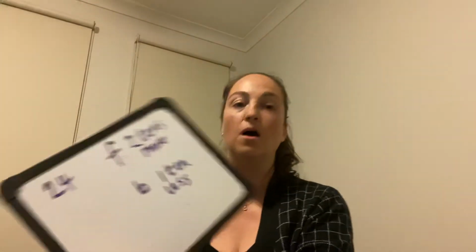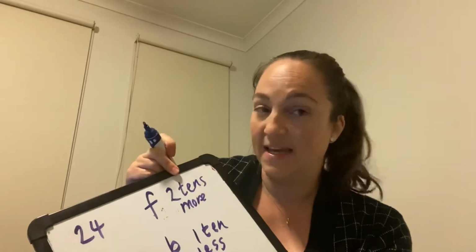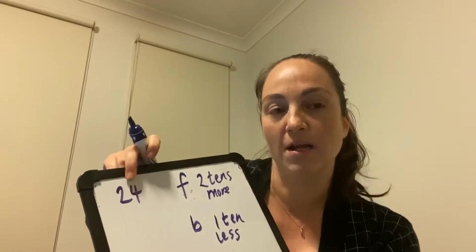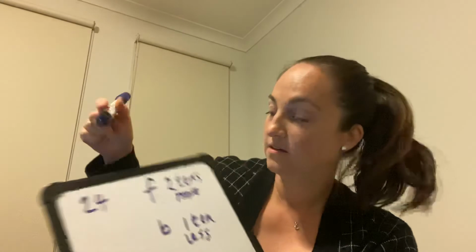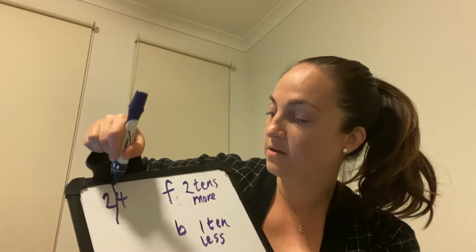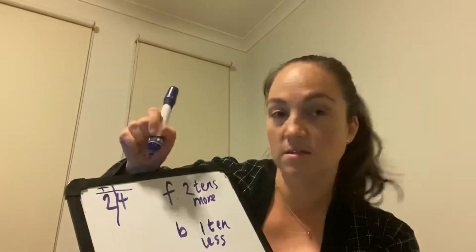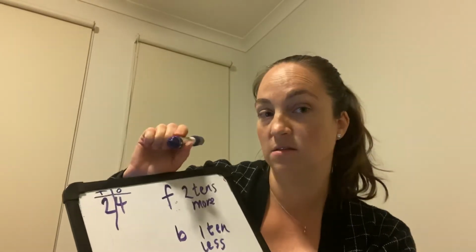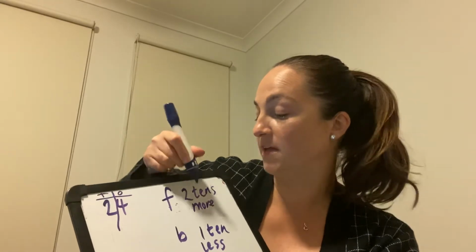So I'm going to have a look at this. I need to know what this says. 2 10s more. I have to know what 10s are to be able to do this. This is why it's a place value problem solving task. If I look at my number 24, that's how many cupcakes I made. How many 10s are there? In the number 24, there are 2 10s and 4 1s. So I've got 2 10s. My friend made 2 10s more.